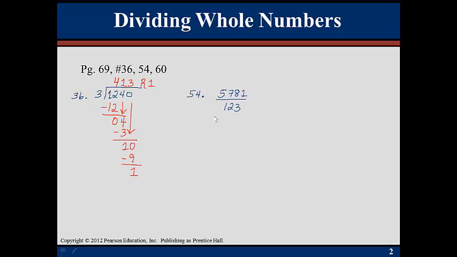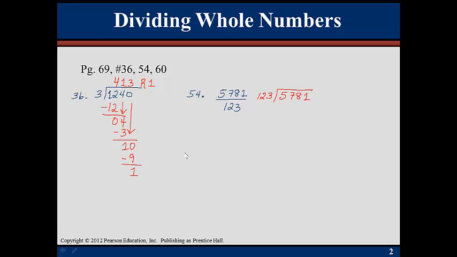Now let's look at number 54. The notation's different this time. We have 5,781 divided by 123. So let's rewrite this, and it's going to be 5,781 divided by 123. So again, let's start in our ones place. 123 doesn't go into 5, nor does it go into 57. So let's look at how many times 123 goes into 578.